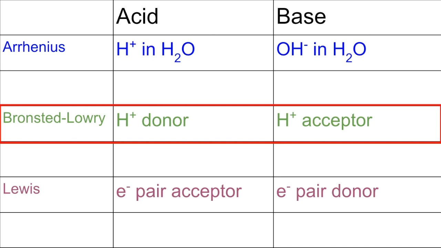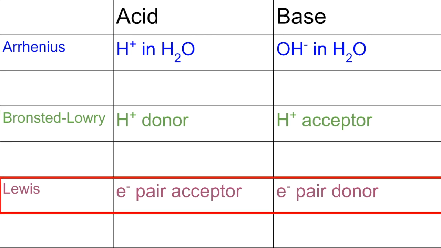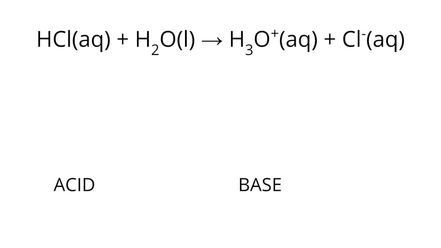The Bronsted-Lowry definition states that an acid is a proton donor in a solution and a base is a proton acceptor. The last definition was created by G.N. Lewis. He defined an acid as an acceptor of electron pairs and a base as a donor of electron pairs. Let's practice. Identify which is the acid and which is the base in the following reactions.